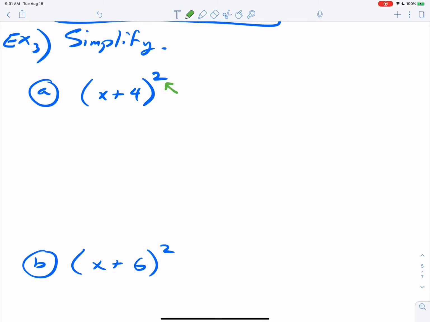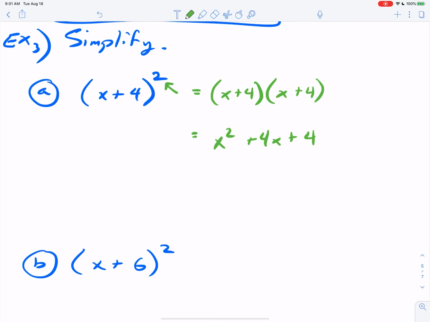Think about what a square means, okay? A square is really just multiplying the same thing times itself. And that's the only thing that's different, okay? When you square something, you're multiplying it by itself, and then you continue on. So whether you want to do distribution or the area model, it's up to you, but go ahead and play when you're ready. This should come out to x squared plus 4x plus 4x plus 16, which gives you x squared plus 8x plus 16. Okay?